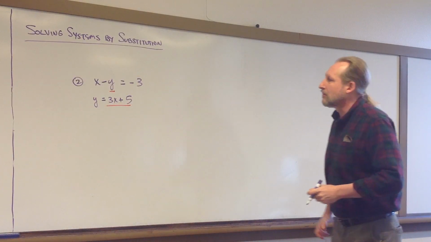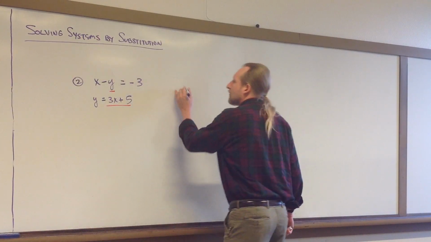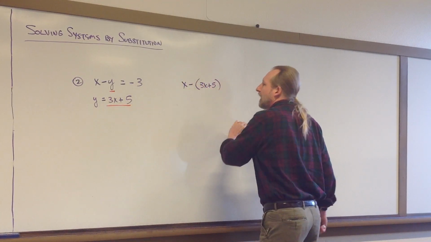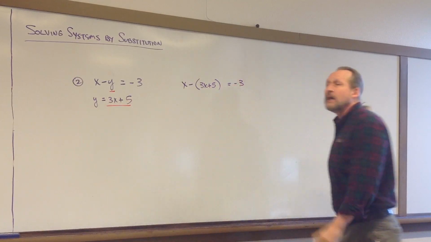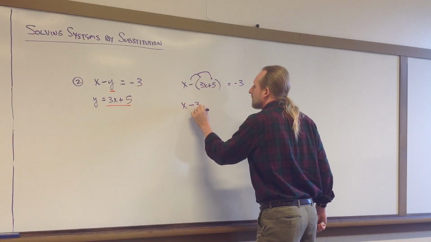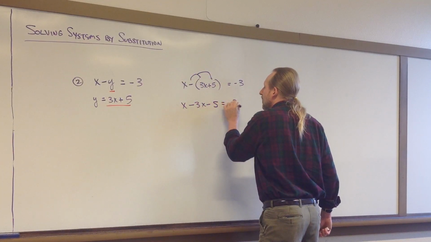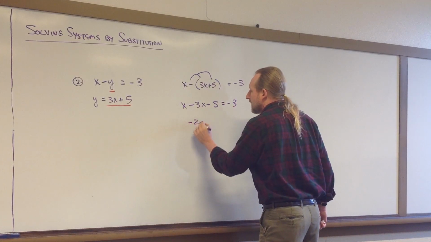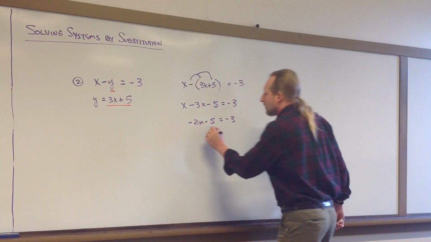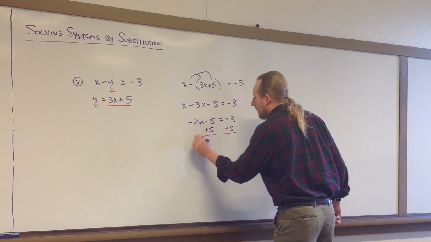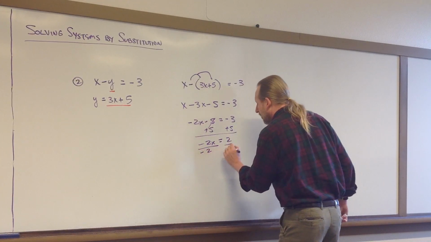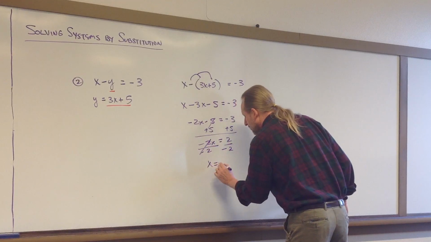in the second equation. And so that would generate a new equation that says x minus parentheses 3x plus 5 equals -3. And those parentheses are important because now we have to distribute that minus into the parentheses. And so that'll give us -2x minus 5 equals -3. And then we'll add the 5 over to the other side. -2x equals 2. Divide on both sides by -2.